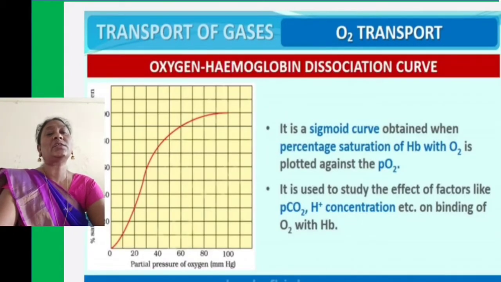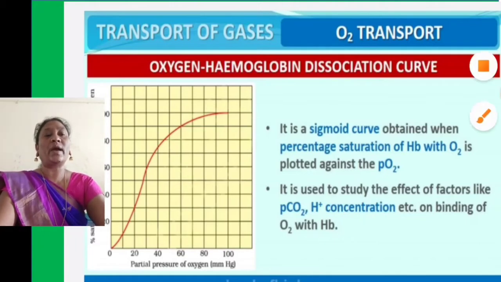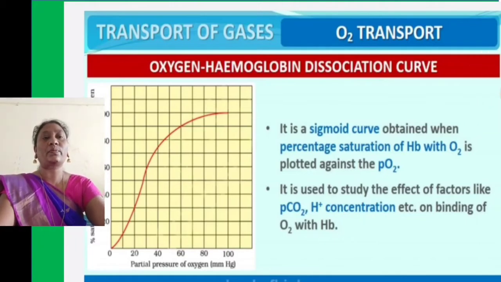Oxygen hemoglobin dissociation curve. How is it dissociated? It is a sigmoid curve. This curve, which we call a sigmoid curve, is obtained when the percentage saturation of hemoglobin with oxygen is plotted against the PO2. It is used to study the effect of factors like PCO2, H+ concentration, etc. on the binding of oxygen with hemoglobin.